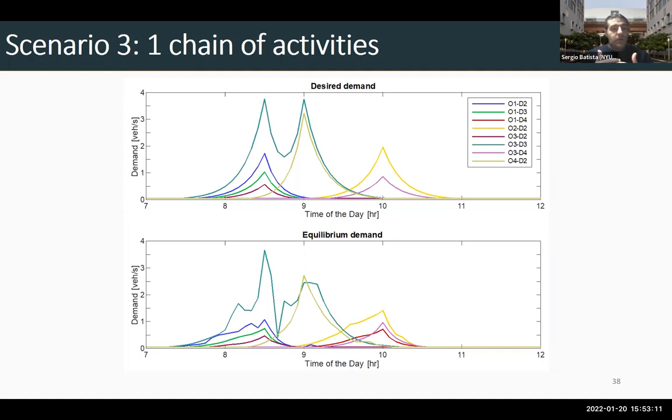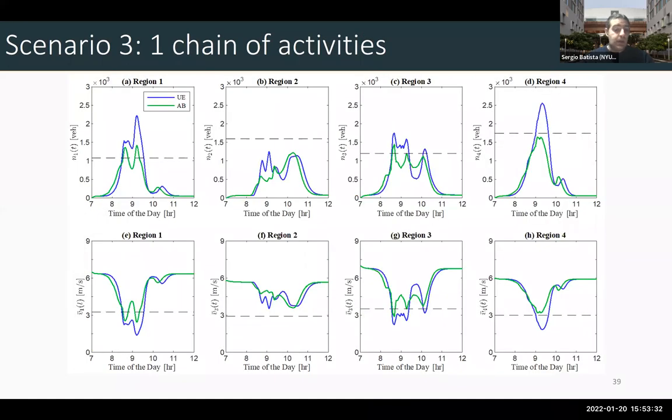the model not only changes the flattening of the curve, but also the shape of it. And you clearly observe this for this OD33 in the equilibrium demand. So this, of course, if you go to the next slide, has an influence again on the traffic dynamics. So basically, it reduces the overall congestion in the network compared to the standard user equilibrium.